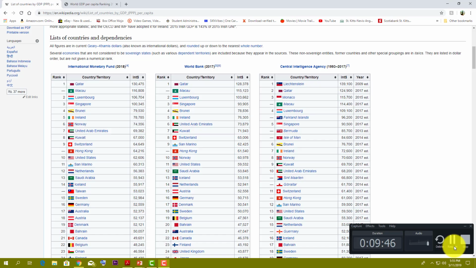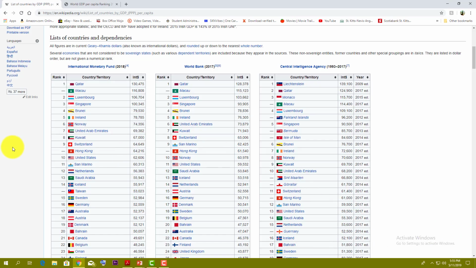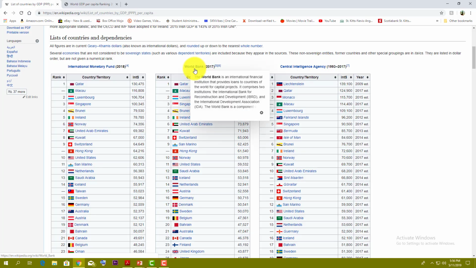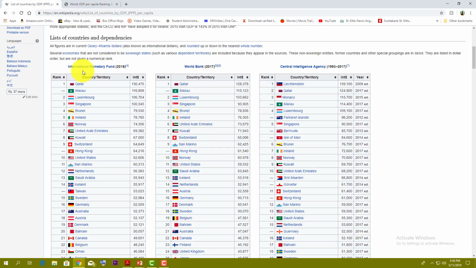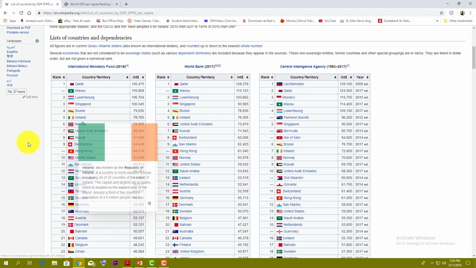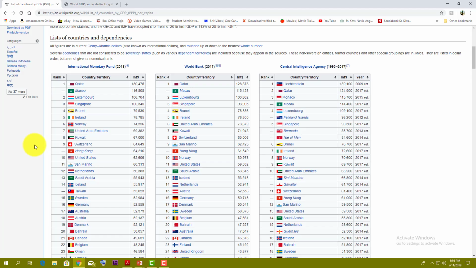All right, let me check it out. If you check this here on Wikipedia, this is the list of countries, and they are ranked based on GDP per capita. You have different ranking agencies: the CIA in America, the World Bank, and the International Monetary Fund, or the IMF. They're ranking countries based on their GDP per capita. So what they're saying is that the amount of money the country generated over the year is divided by the population.